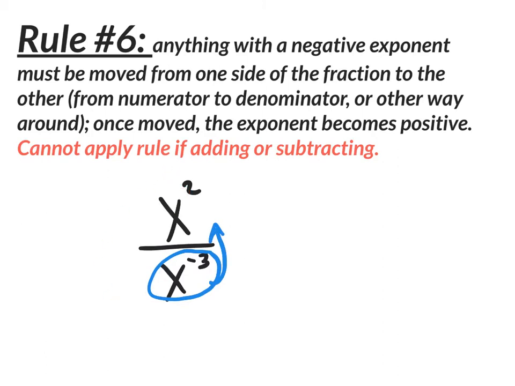I don't mess with it. Only the negative exponents move from one side to the other. So again, I'm going to start by rewriting. The x squared is not going to move. The x to the negative 3 goes up and becomes x to the positive 3.